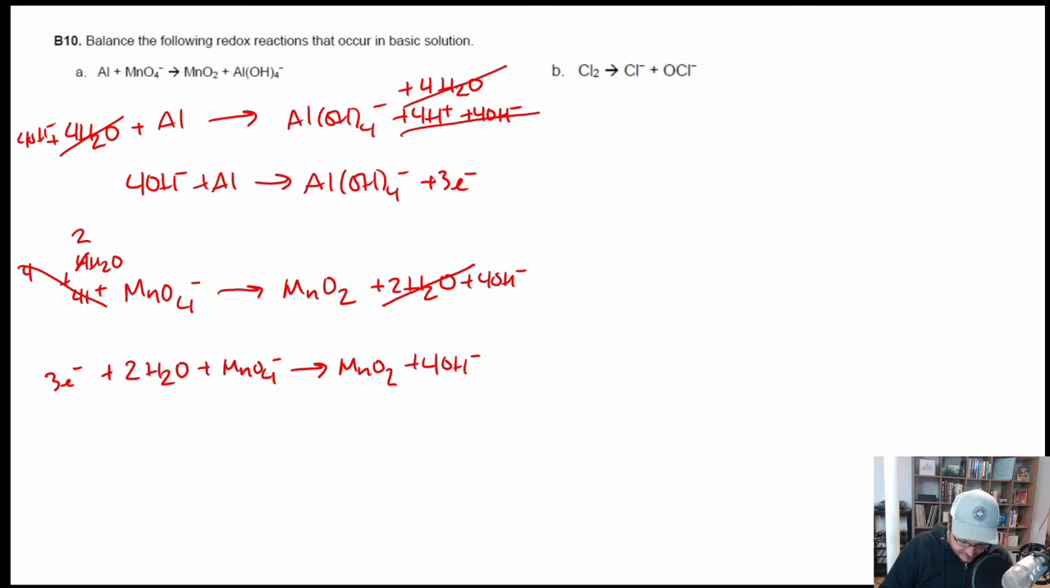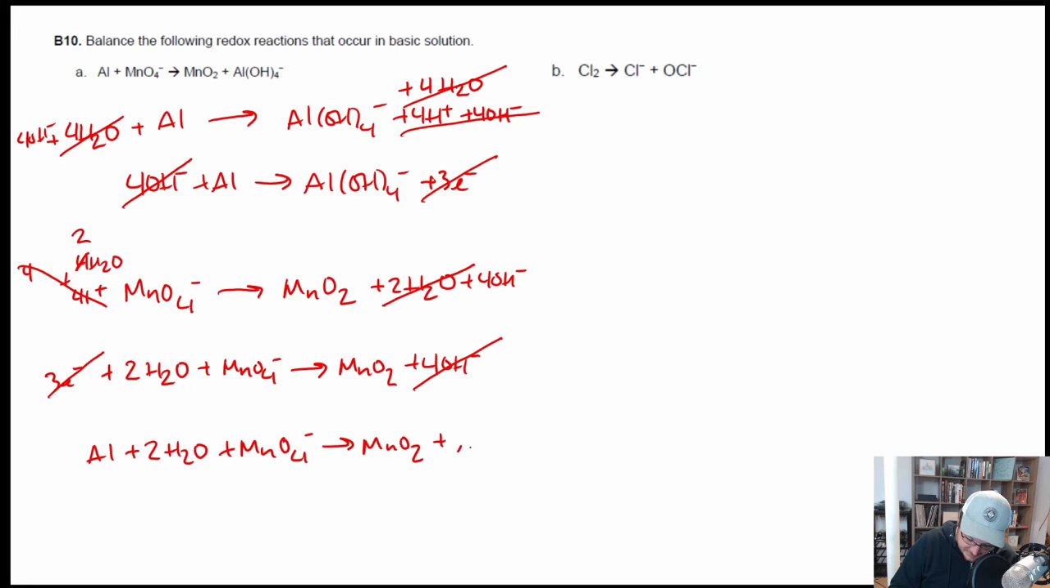So now we just combine the two of them. What we have is 4 OH minus right here, that cancels, 3 electrons, that cancels. And so what we have at the end, nothing else cancels, is Al plus 2 H2O plus MnO4 minus yields MnO2 plus Al(OH)4 minus. And that should be what I have here. So this is B10. Yep, that's what I have in the key.